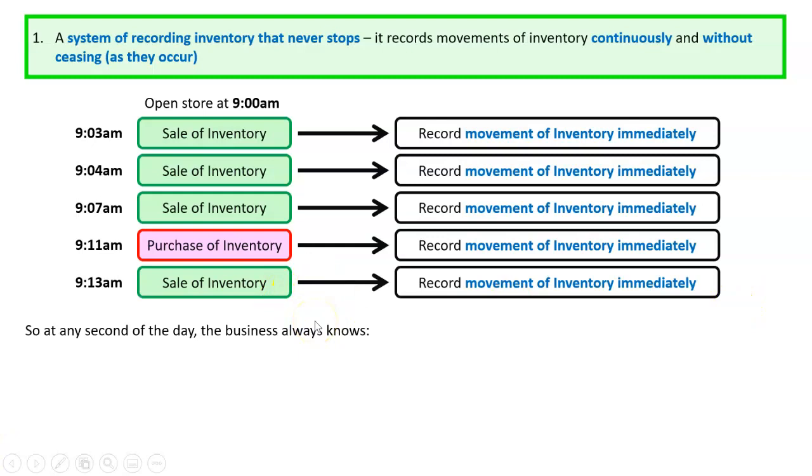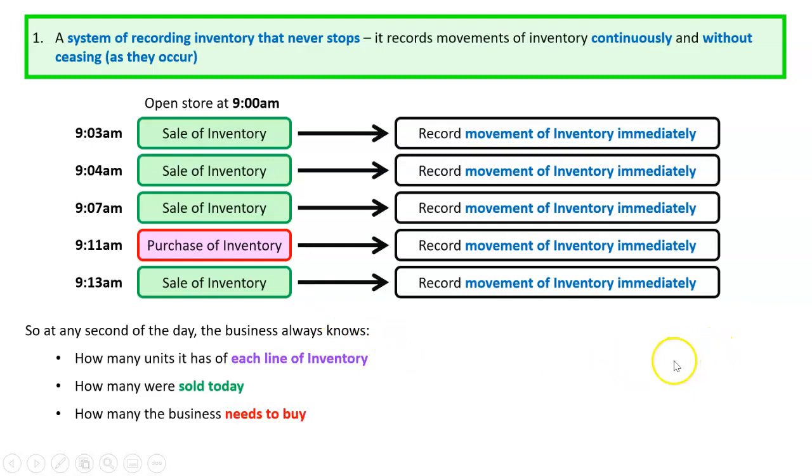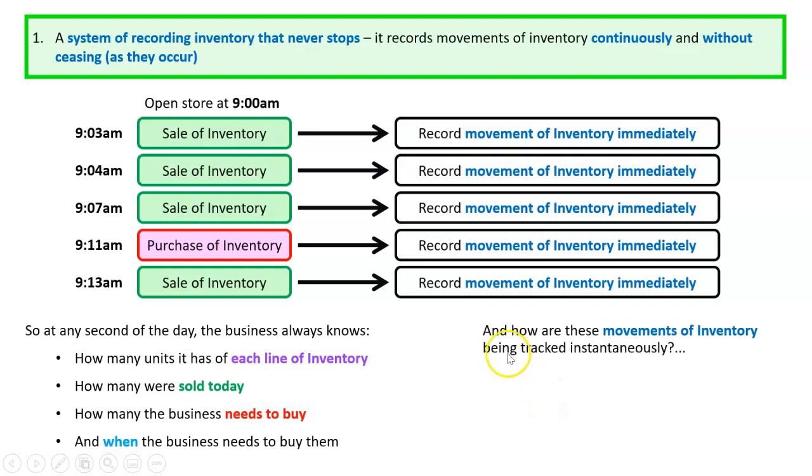The important thing to realize is that any second of any day, the business always knows how many units it has of each line of inventory, how many were sold today, how many the business needs to buy, and when we need to buy them. So it's very, very useful. How are these movements of inventory tracked instantaneously in a practical sense?